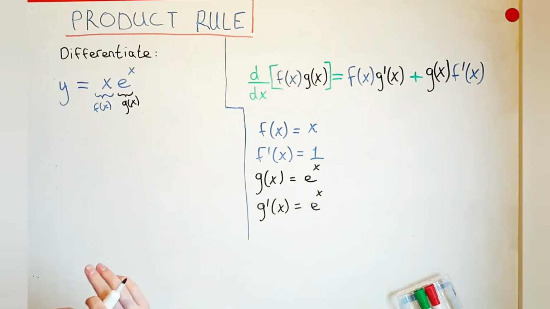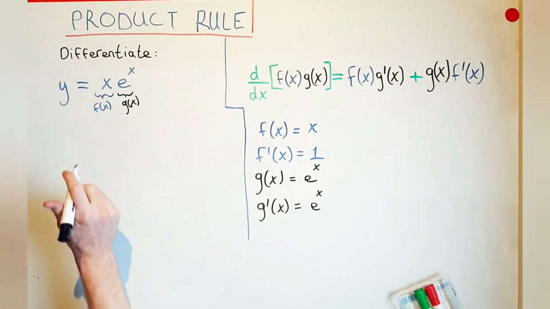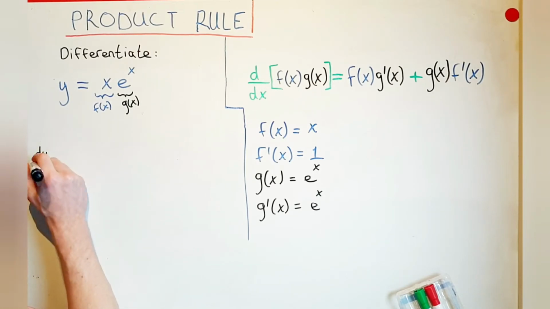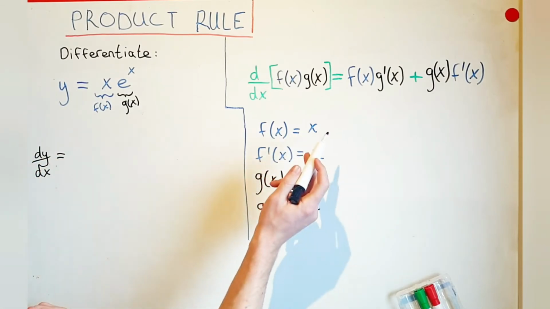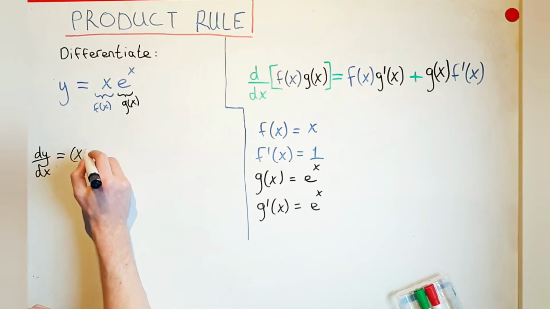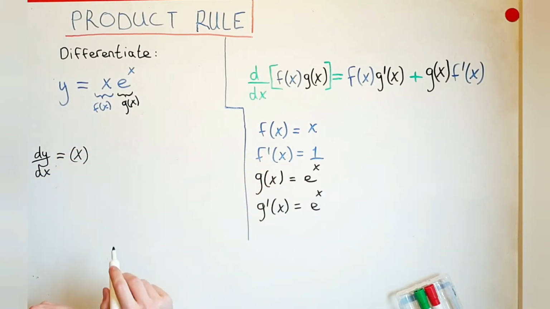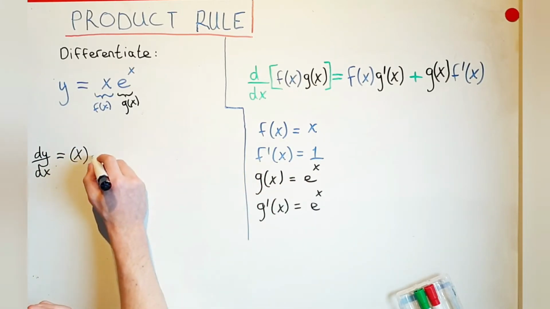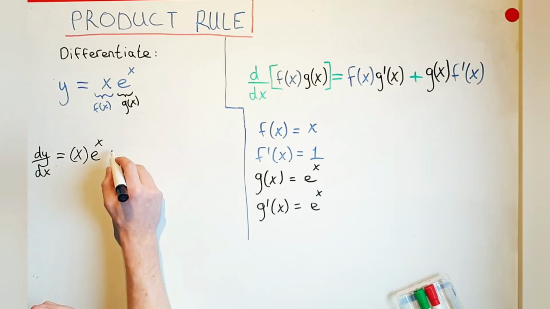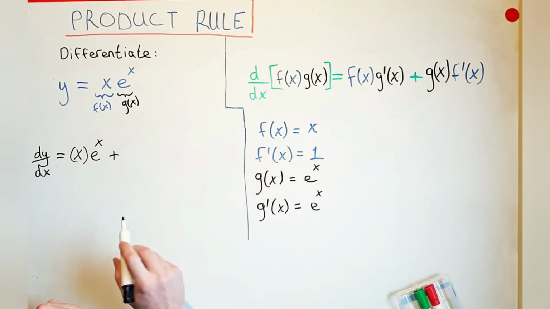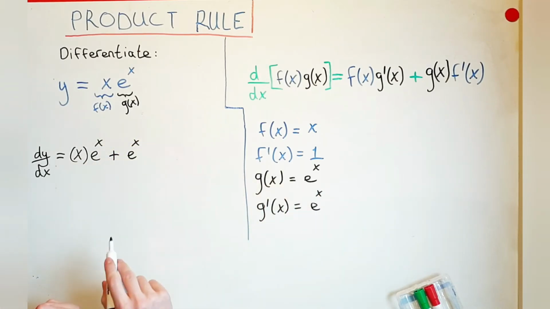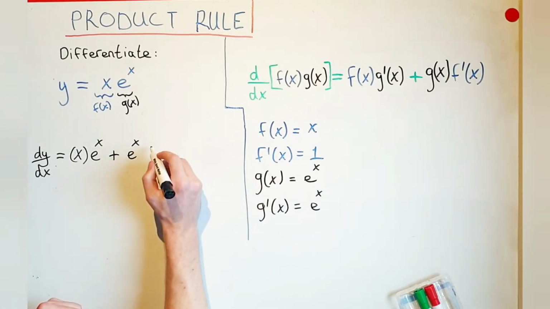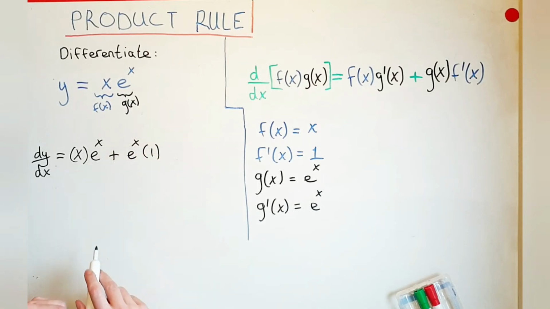Alright, so once again, all we're going to do now is form the final result for differentiating this function y. That's going to be given by dy dx, and that is equal to our f of x, which is x, multiplied by g prime of x, which we know is e to the x, and that is summed with g of x, which is also e to the x, and that's in product with f prime of x. I'll just write this in for completeness.